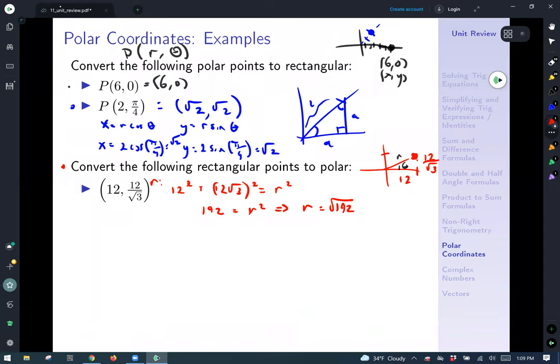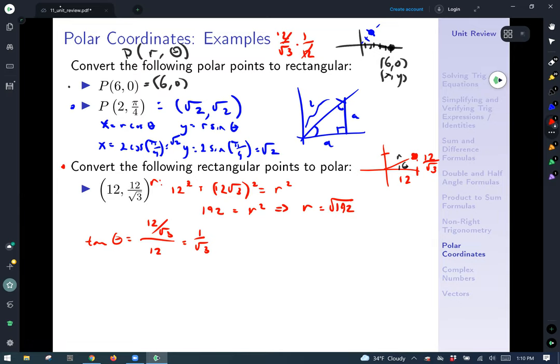So now we have to find the angle. We know the radius, so we could use any of the trig functions we like. Theta starts with a T. We're going to use tangent because we know the adjacent and the opposite. So tangent of theta is equal to opposite over adjacent, so 12 over root 3 over 12. Well, that is 1 over root 3, because 12 over root 3 divided by 12, the 12 reduces away, and the root 3 goes on the bottom.